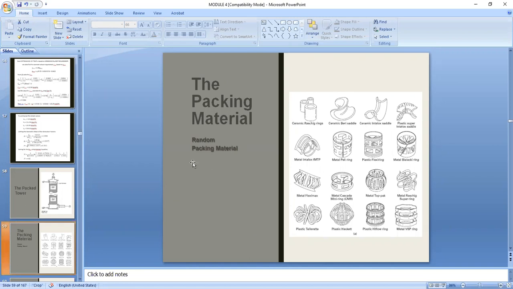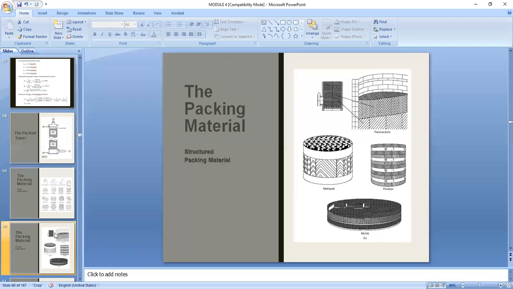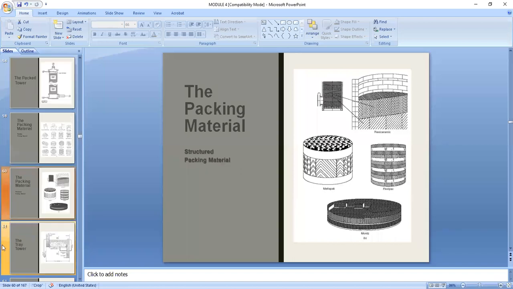If you have time, you can view on YouTube the Chemical Engineering Equipment Encyclopedia. You can search it there, and you'll be able to see in a video the actual packing materials, the random and the structured packing materials, and how they ensure that your phases are contacted. So these are your random packing material, and these are your structured packing material.